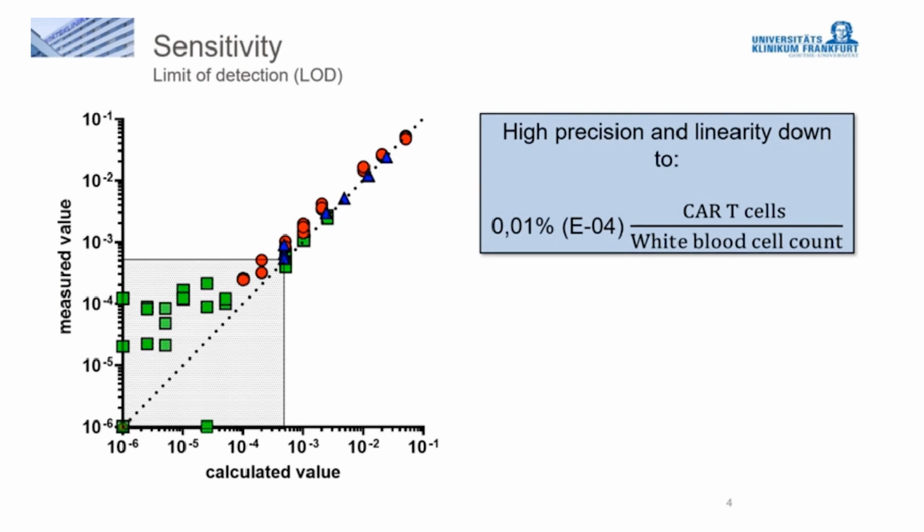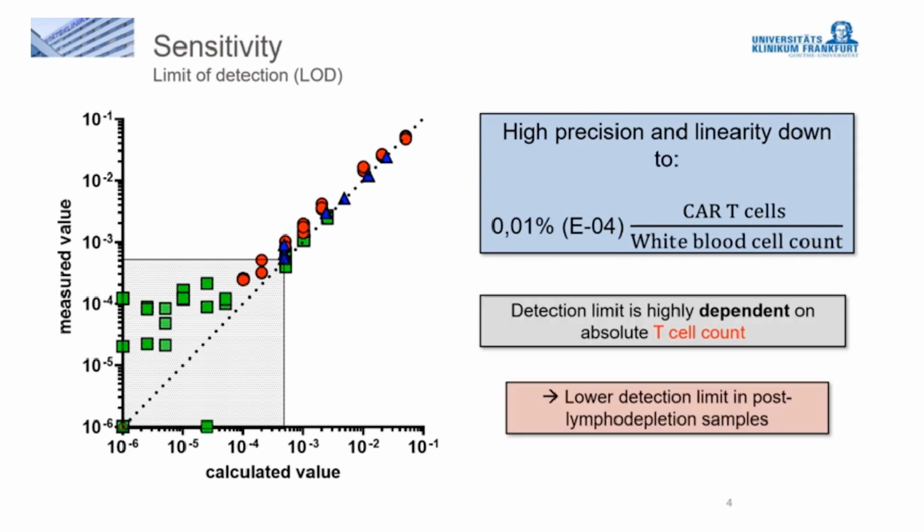So I will start here with the sensitivity. We used negative controls and near blank dilutions to calculate the limit of blank and the limit of detection on our 10-color Navius flow cytometer from Beckman Coulter. Results from 3 independent experiments suggest precise and linear quantification of the CAR T cell fraction down to 0.01%. Nevertheless, it is important to note that the detection limit depends to some extent on the absolute number of T cells and might be critical in post-lymphodepletion samples.